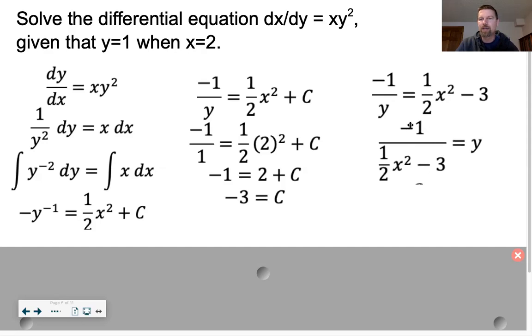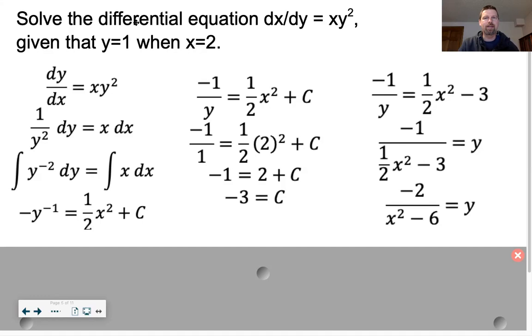It doesn't look super nice right now. One real quick thing I could do to fix that is multiply by 2/2. That'll get rid of that fraction within a fraction. So timesing the top by 2 gets you -2. Timesing the denominator by 2 gets you x squared minus 6. There is my solution, right? That's what my y was equal to.